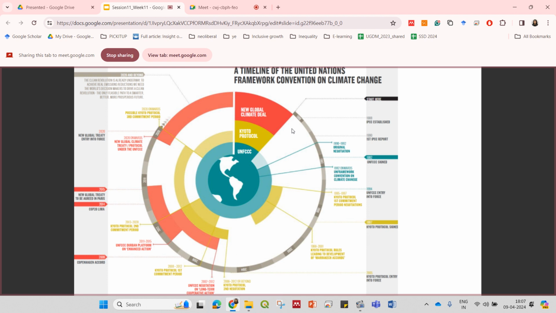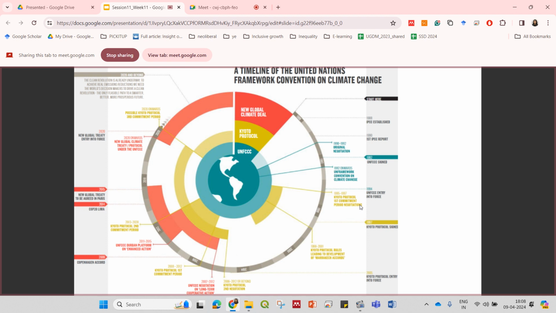But I think it is 1988 when IPCC was established. Then first IPCC report came in 1990, and the original negotiations started from 1990 to 1992. And then in 1997, the UNFCCC was formed, and all the countries who committed to be a part of it, they signed the convention.